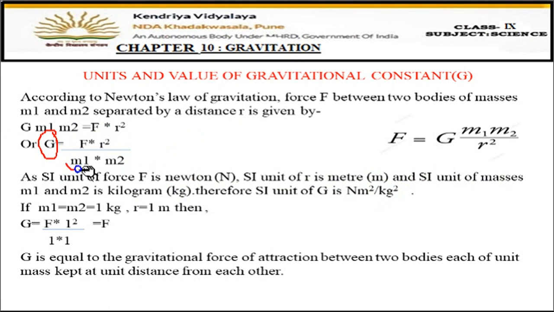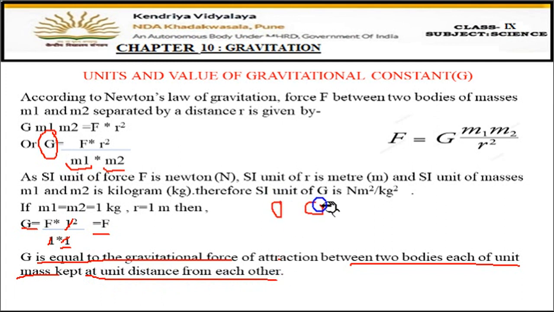Now suppose the mass of body 1 is 1 and the mass of body 2 is also 1, and the distance between them is also 1 meter. So r, m1 and m2 become 1, 1 and 1. What can you write now? G is equal to F, because F is left only and the rest of the things are 1. So how can you define G now? G is equal to the gravitational force of attraction between two bodies, each of unit mass, kept at a distance of 1 meter from each other.